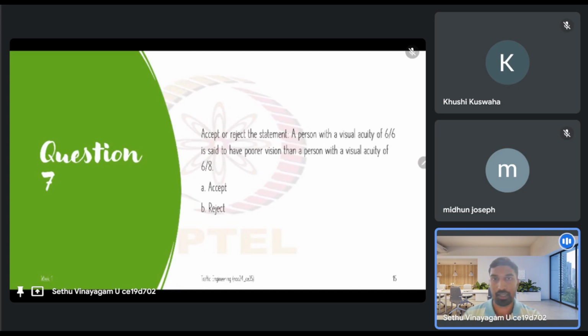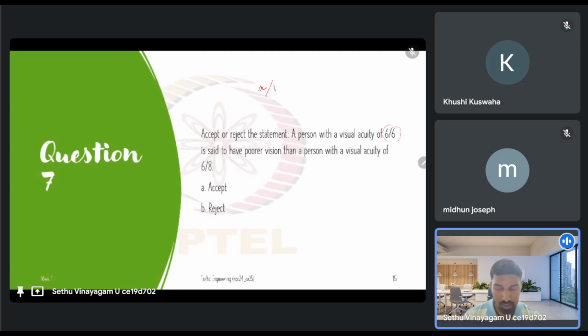So when we are designing the placement of the signs, for example, we need to take this into account. When we are looking at visual acuity, we will always be seeing pairs of numbers, like 6 by 6, 6 by 8, and so on. What does that mean? The two numbers, let us say A and B.